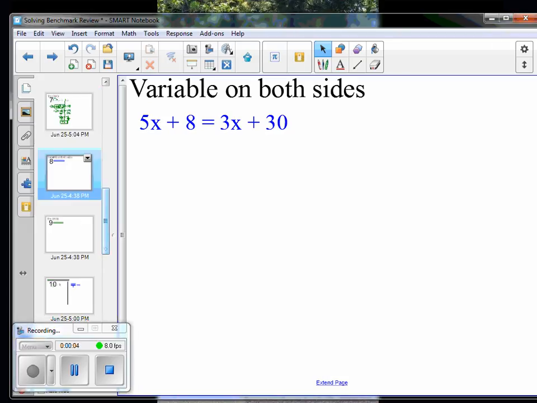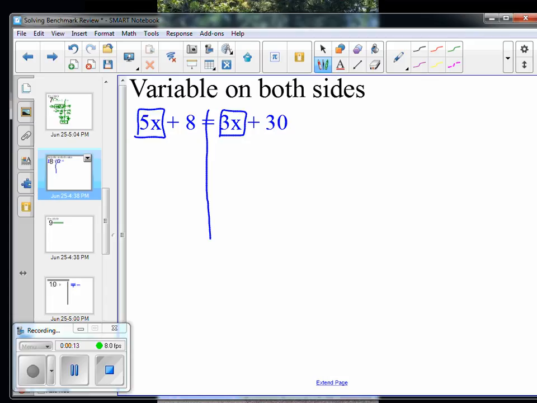All right, we're going to continue on now to a new type: variable on both sides. So you draw your line, and what's different about this one is you have an x term on both sides, so you can't just combine them together, you have to undo. So I'm going to get rid of this plus 3x by minusing it over. And notice I write it under the x term because those are my like terms. So 5x minus 3x is 2x plus 8 equals 30.